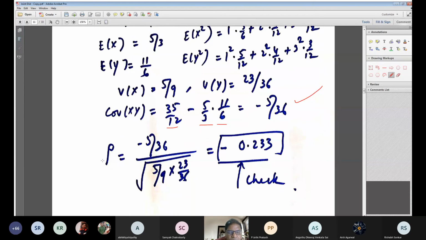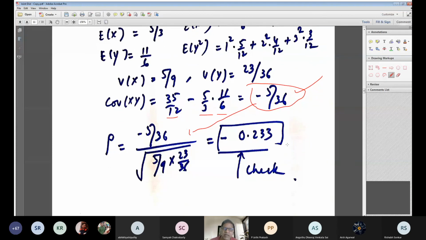So correlation is covariance divided by sigma x, sigma y. Since we have calculated variance of x, you take the square roots. So square root of 5 by 9, 23 by 36, and in the numerator you have the covariance term, which is minus 5 by 36. So you substitute here, and if you simplify, you will get minus 0.233. So you can check the calculation. I just explained the steps.